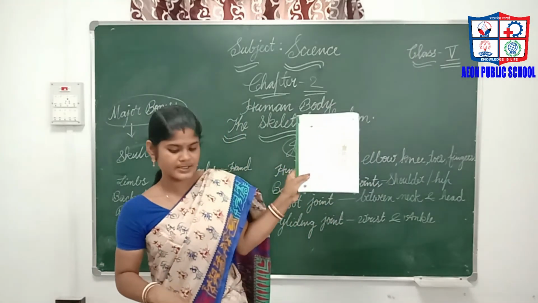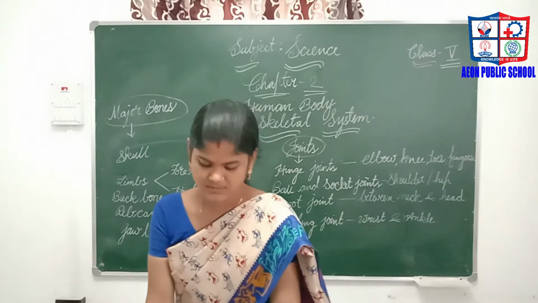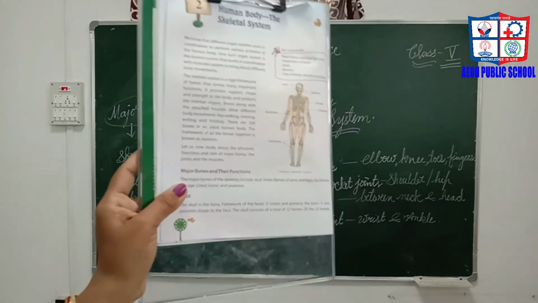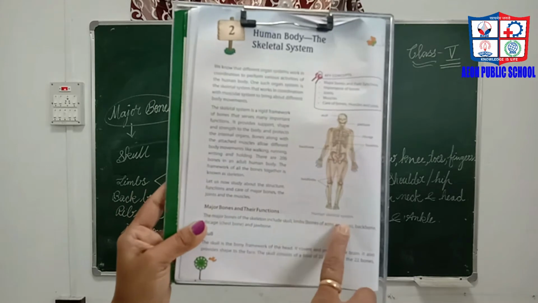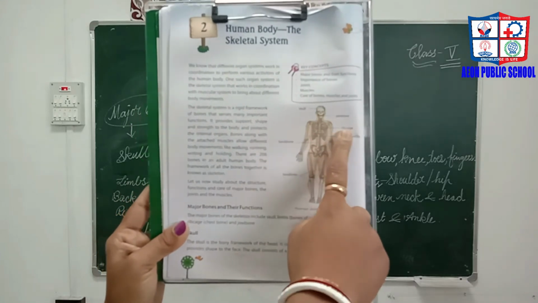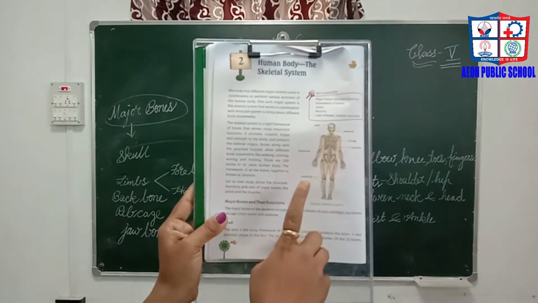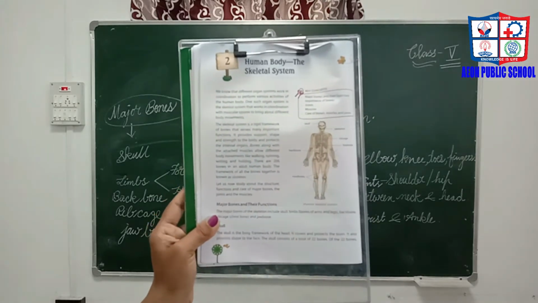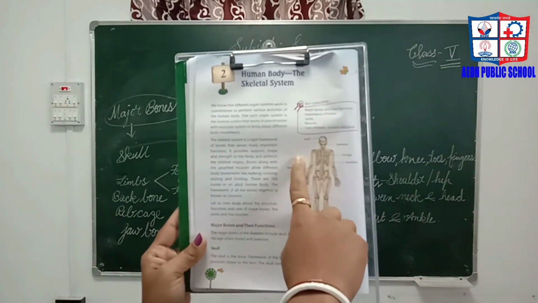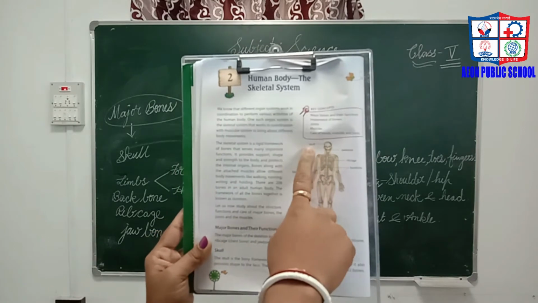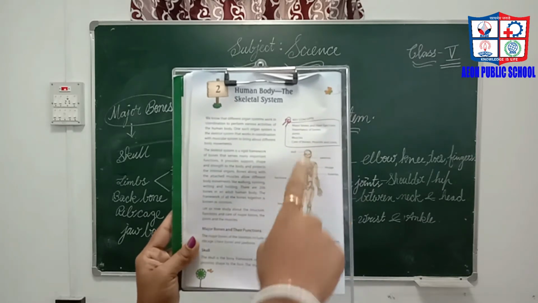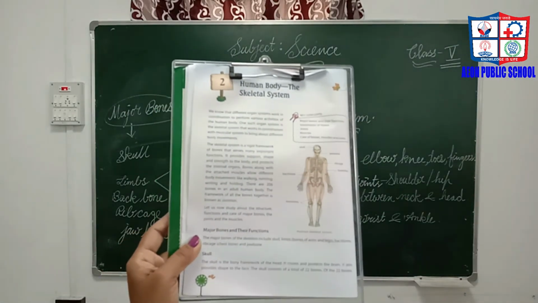So see the picture of the skeleton. See, this is the picture of the skeleton. The human skeletal system: this is the skull, jawbone, rib cage, forelimbs, backbone and hind limbs. So this is the total skeletal system. See the page number. Once more I am repeating: this is the skeletal system. Skull, jawbone, rib cage, forelimbs, backbone, hind limbs. This total is the human skeletal system.